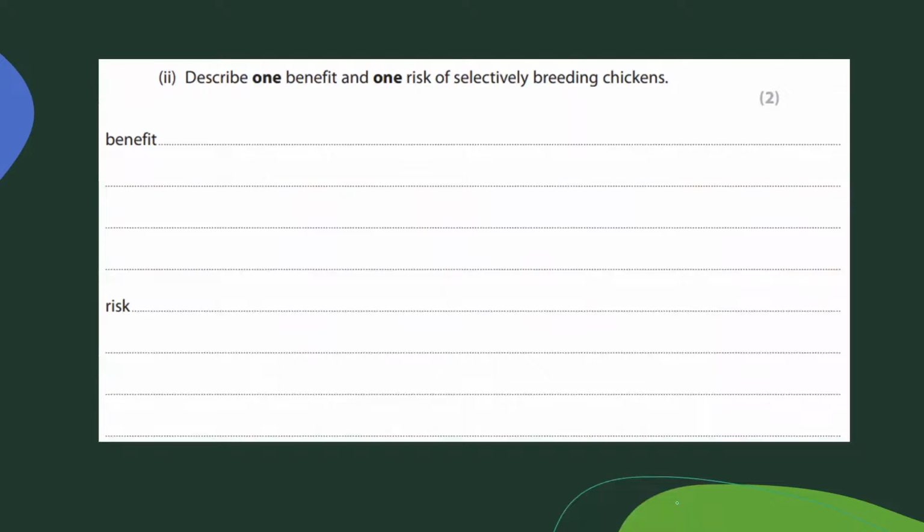Describe one benefit and one risk of selectively breeding chickens. One benefit: you select for the desired characteristic. So what you want them to look like or act like, since it can be behavioral, to be more common. You're still probably going to get some chickens that are smaller.